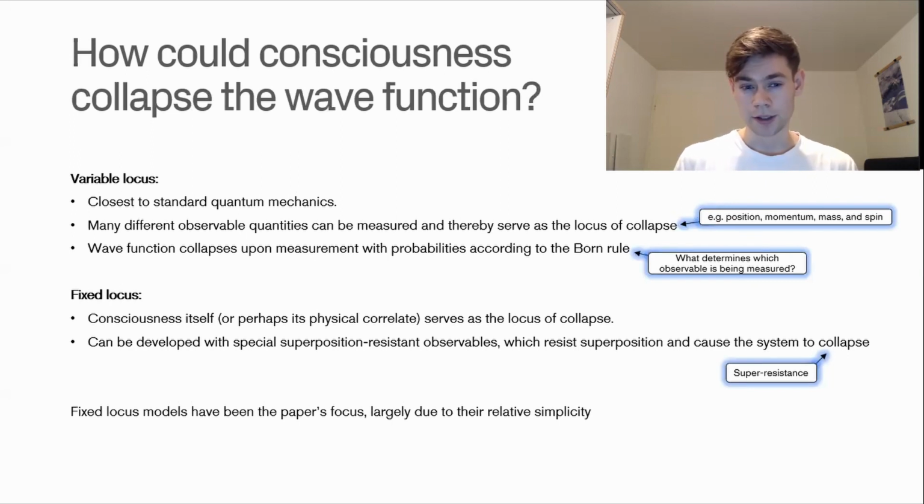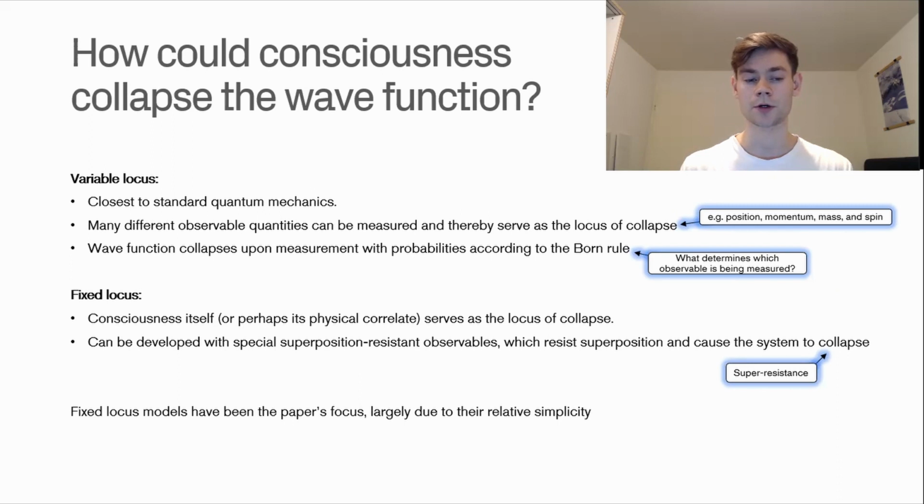On the other hand, you could also have a fixed locus, which says that, let's say, consciousness itself or its physical correlate, whatever it is, but one quantity serves as the locus of collapse. And it always does that. And that could be then developed with special superposition resistant observables, which resist superposition. So you have some system that normally goes into superposition, but with these particular observables, they would resist that. So they would basically try and stay in a particular state and not go into superposition. And then it would cause the entire system to collapse as a consequence.